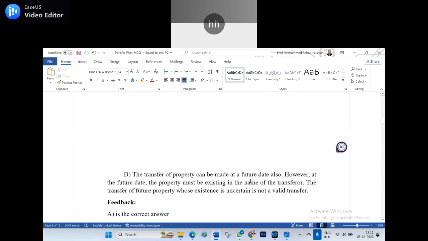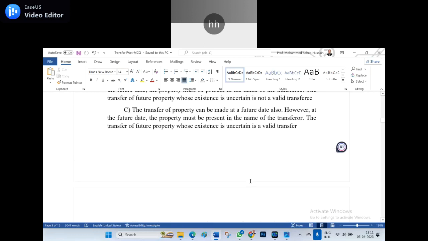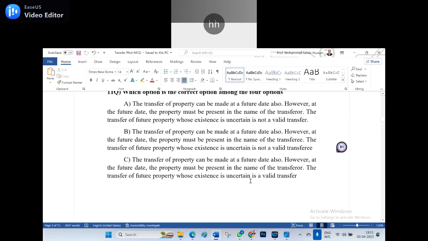D. The transfer of property can be made at the future date also. However, at the future date, the property must be existing in the name of the transferor. The transfer of the future property whose existence is uncertain is not a valid transfer. So I made A, D, B, sir. C, D. Which one is the right answer?